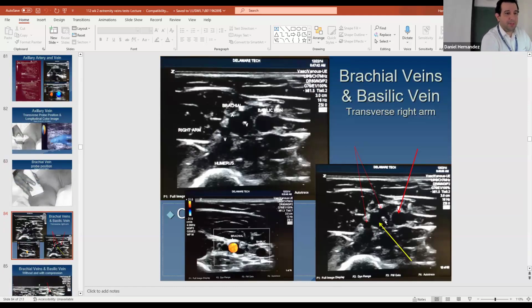So here we can see a nice picture. I want you guys to be able to recognize, on your exams and your quizzes, brachial artery, brachial vein, basilic vein by itself. So when you see that artery and the two veins, you know that's the brachials, and then off to the side is going to be the basilic by itself.